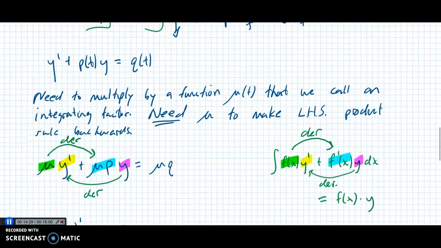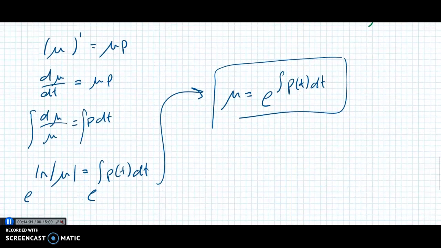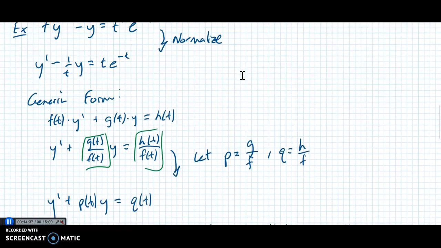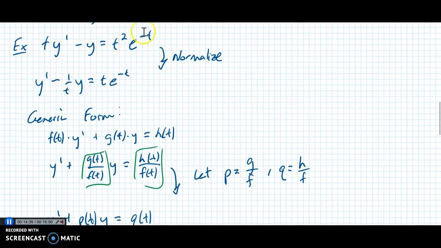So in the next video, I will walk through what it looks like to solve for this e to the blah blah blah, right? What it looks like to solve for the mu in this equation right here.